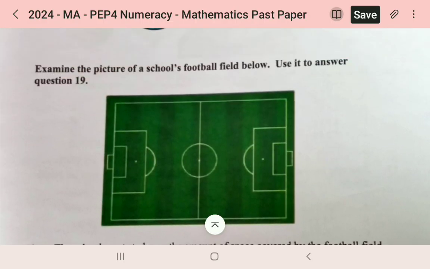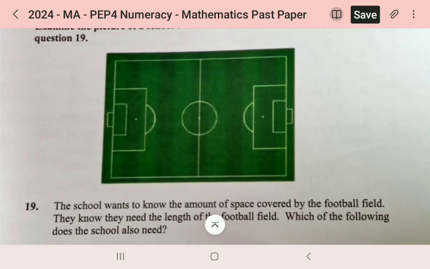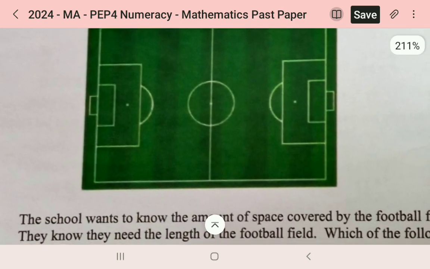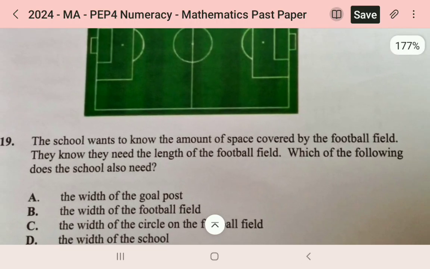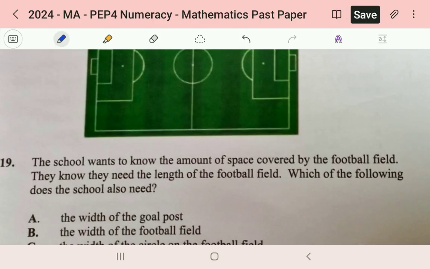Let's look at number 19. I'm getting tired. Examine the picture of a school's football field below. Use it to answer question 19. So here you have the football field. The school wants to know the amount of space covered by the football field. They know they need the length, so they're going to need how long it is. Which of the following does the school also need? A says the width of the goalpost. No, they're covering the whole field.